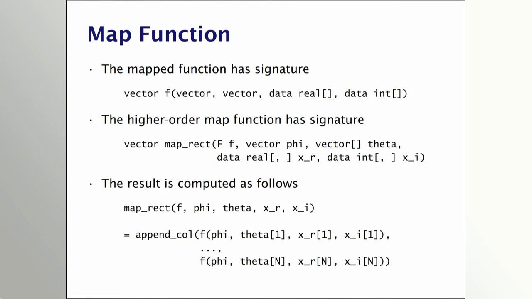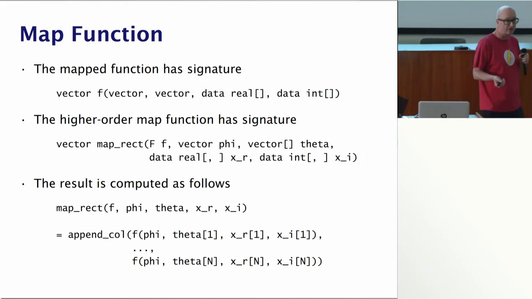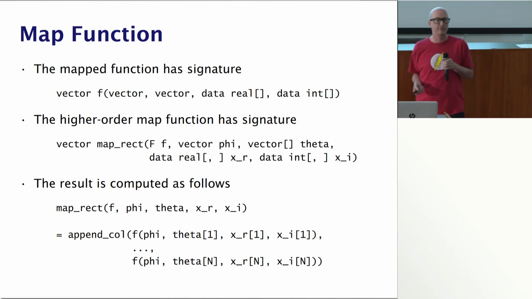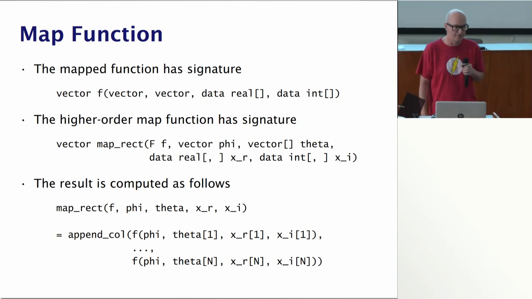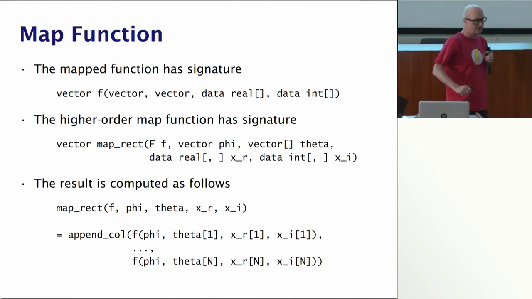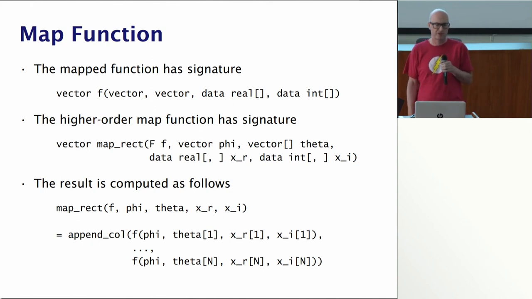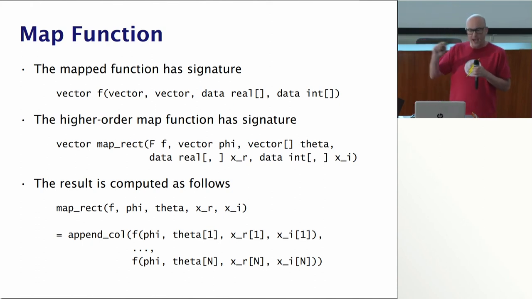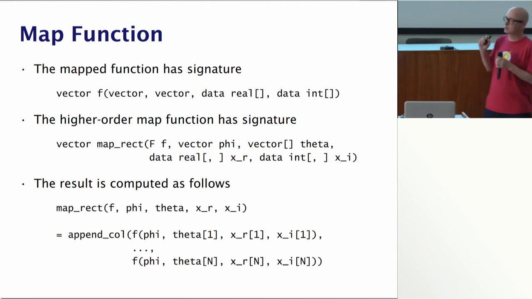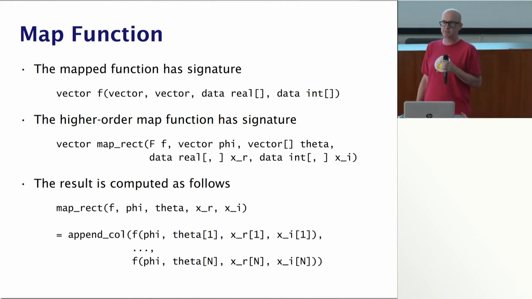What this actually looks like in Stan is that you write a function f that can be mapped. It's going to apply to a first argument that's shared data, a second argument that's the thing that's actually getting mapped, and then, like our ODE functions, some fixed data of both real and integer type. I've actually got some really exciting stuff coming up next that's going to clean up a whole bunch of this interface. Then the higher-order map function, the thing that you actually call, is this function map_rect.